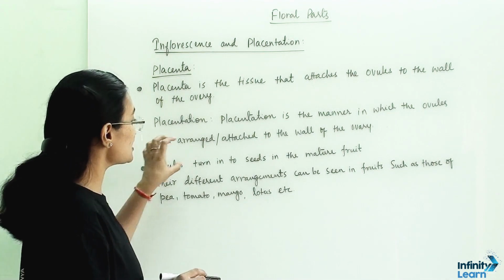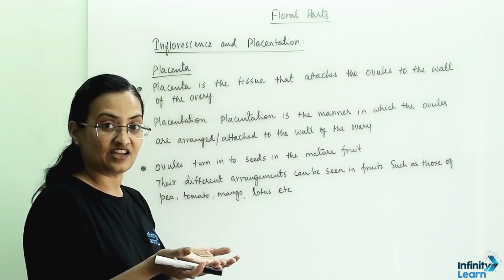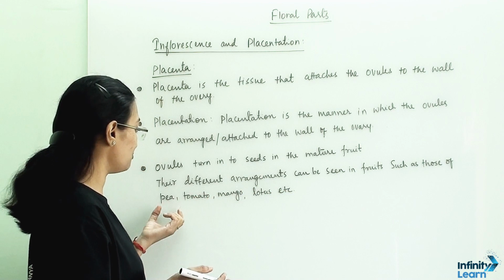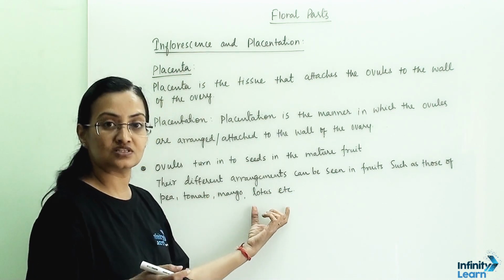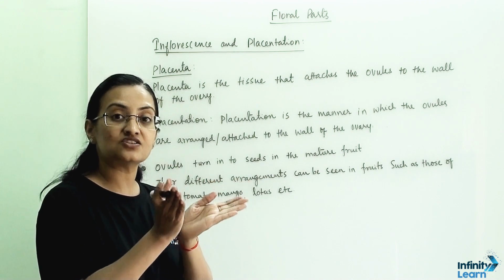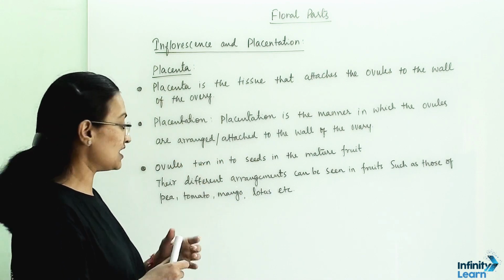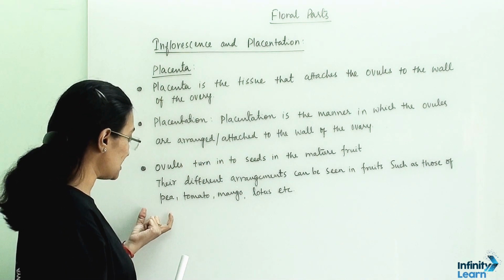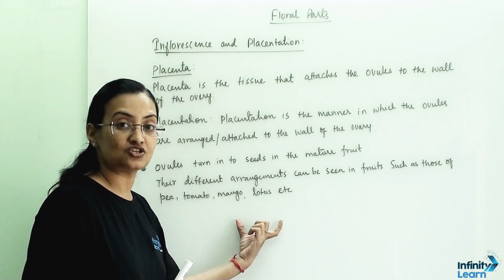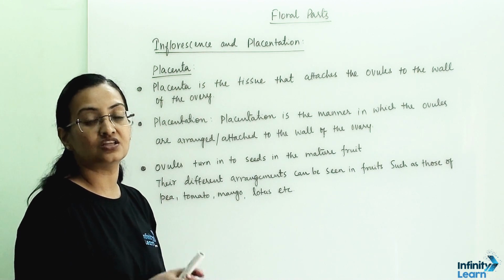Now ovules turn into seeds in a mature fruit, and their different arrangement, that is placentation, we can see in fruits such as those of pea, tomato, mango, lotus, etc. When we look at the pea, we see how the seeds are arranged in lines, and that manner is known as placentation. So we can see different arrangements in pea, tomato, mango and lotus. This shows that the arrangement of how ovules are placed in the ovary is different.